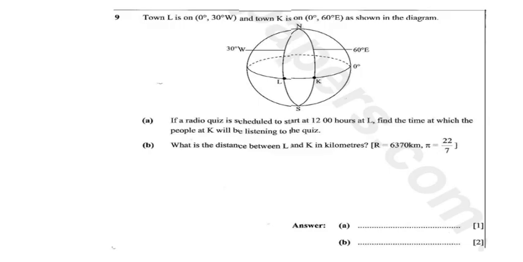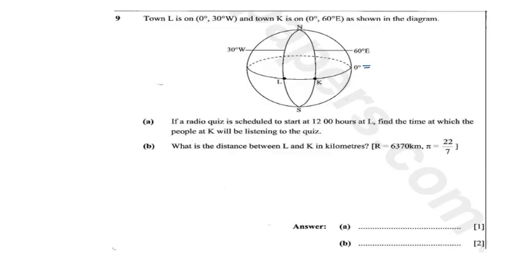So question 9, guys, it's easy and straightforward. So here we are saying town L is on 0 degrees, 30 degrees west, and town K is on 0 degrees and 60 degrees east, as shown in the diagram below. As you can see, our latitude is 0 degrees, therefore we are allowed to say this is the equator. That's not our interest, but you just have to know that this is our equator.